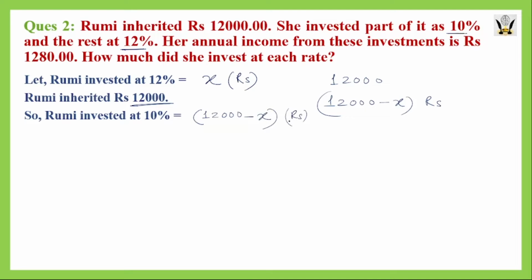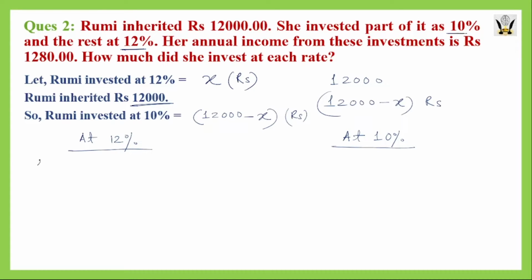Now we will come to the other statement given in the problem sum, and that is her annual income from these investments is rupees 1280. Annual income means the interest that she will earn in 1 year from those investments, right? That means first, at each rate, we will find how much interest she will earn, and then we will add them, and that will be equal to 1280.